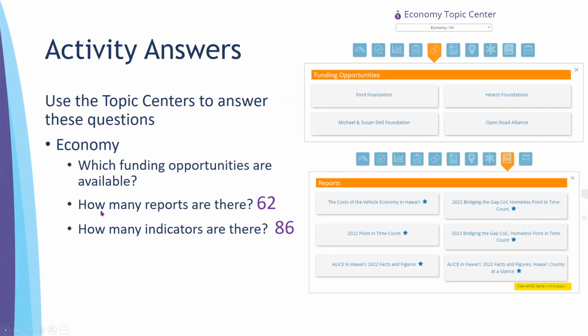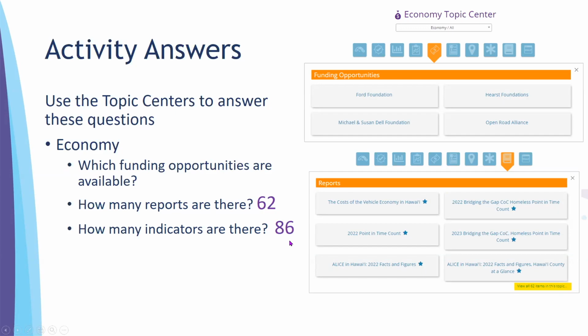And then the next question is how many reports are there in the system? So coming to the report icon, you can see that there are 62 items in this topic area. So those are different reports that we have put up. And again, a reminder, if you have reports that you've made that you'd like to have disseminated through the website, we are certainly happy to do that. So let us know. We are always looking for new data.